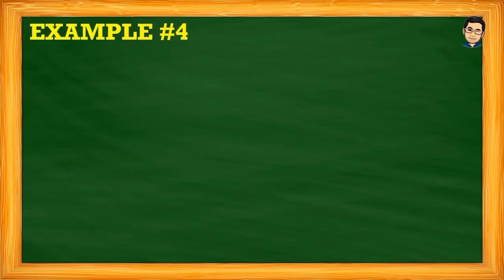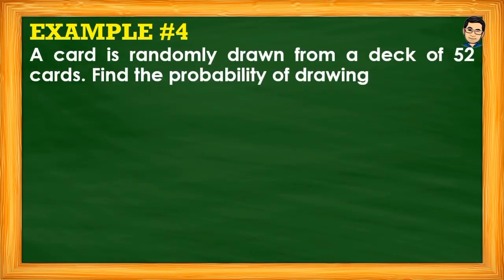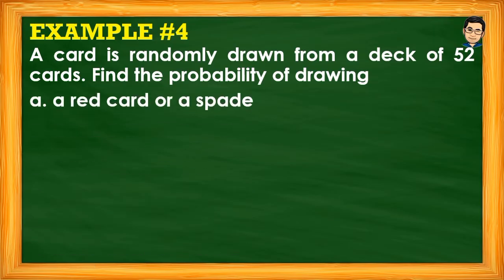So, let's have problem number 4. A card is randomly drawn from a deck of 52 cards. Find the probability of drawing letter A, red card, or a spade. Okay, so kitang-kita natin dyan yung dalawang events. So, probability of red card plus the probability of spade.